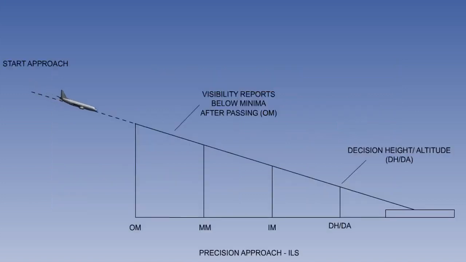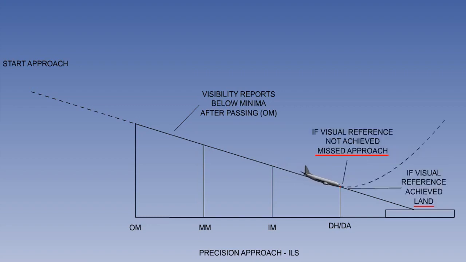If, after passing the outer marker, or equivalent, on a precision approach, the reported RVR or meteorological visibility then falls below the applicable minima, the approach may be continued to decision height, DH, or decision altitude, DA. The approach may be continued below decision height or decision altitude, and the landing may be completed, provided that the required visual reference for the runway is established at the DH or DA, and is maintained to touchdown. If not, then the pilot must carry out a missed approach from the DH/DA.